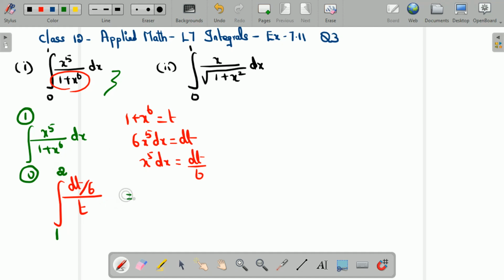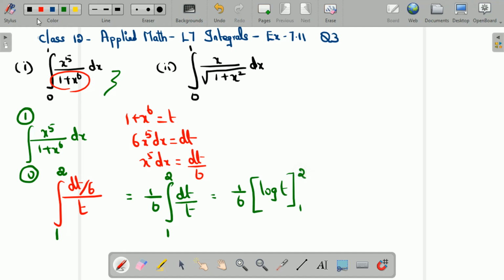Now let's take this 1 by 6 outside. So 1 by 6 integral between 1 to 2 dt divided by t. So this is equal to 1 by 6 log t. We are going to apply the limit 1 to 2. So if you apply the limit, this is 1 by 6 log 2 minus log 1. Remember, log 1 is equal to 0, so you can simply ignore this value. So the value for the first integration is going to be equal to 1 by 6 log 2.